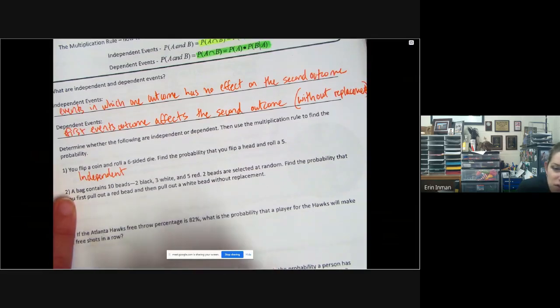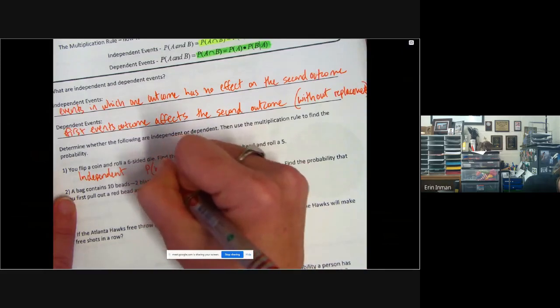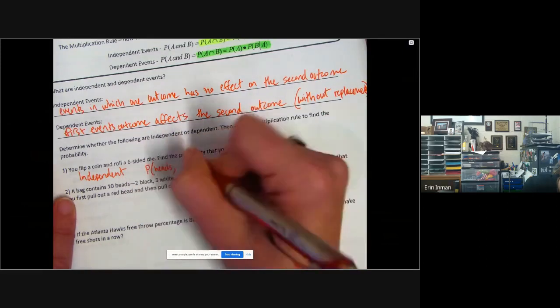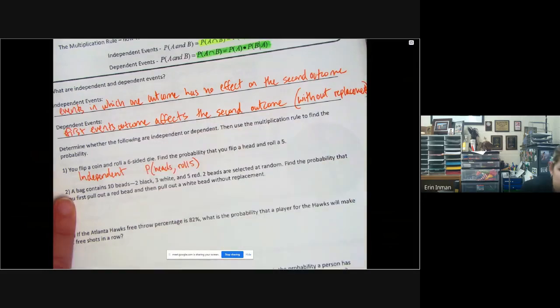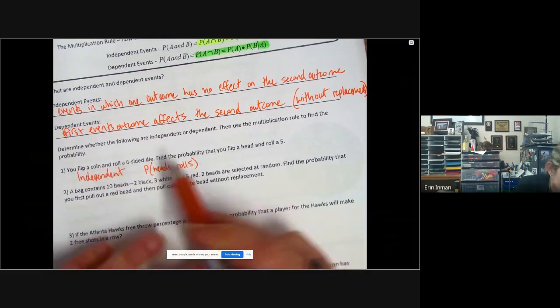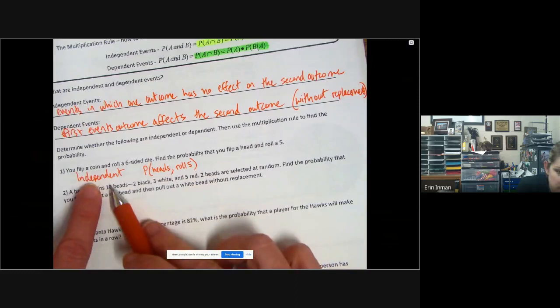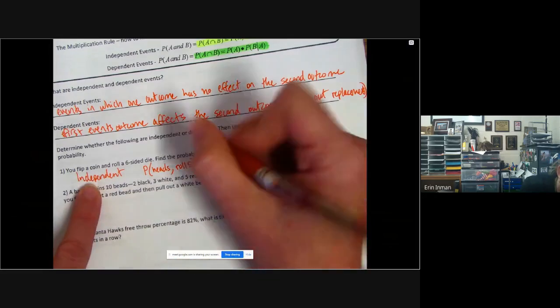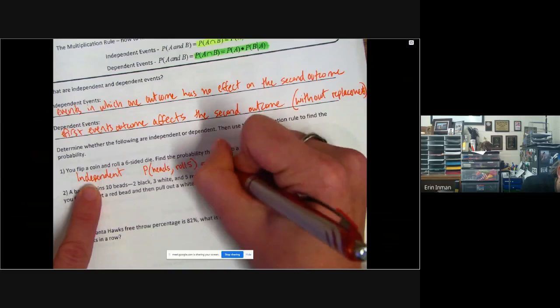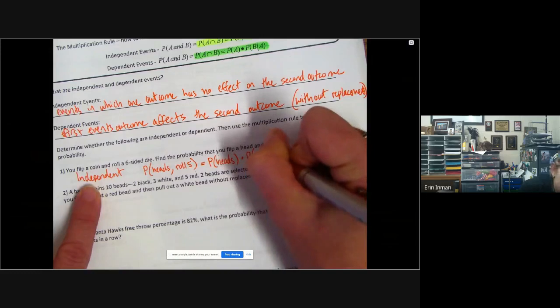Let's find the probability that we flip a head and then roll a 5. I'm putting a comma in between these. Sometimes we might see heads, then 5, whatever, but this lets you know there are 2 things happening. Since this is independent, we want to know the probability of these both happening. So it's the probability of getting heads times the probability of rolling a 5.